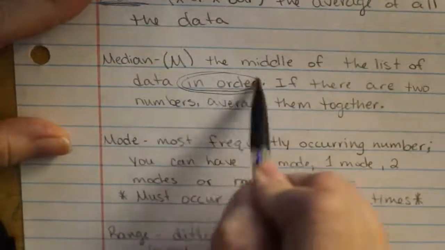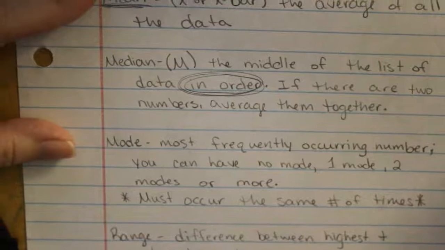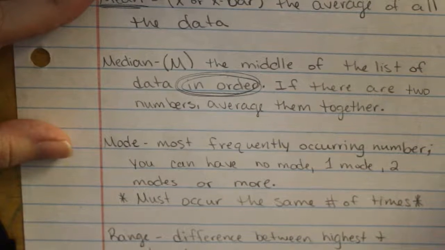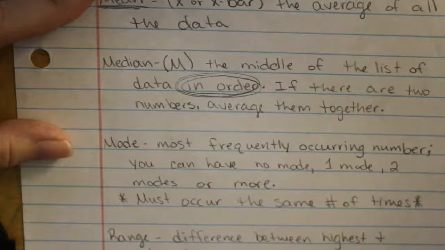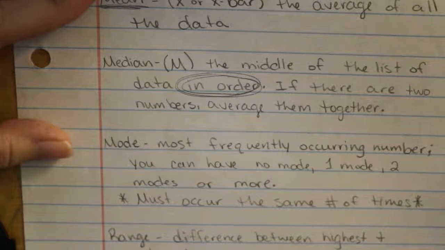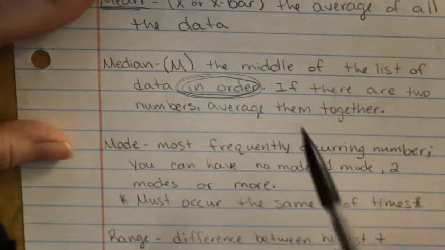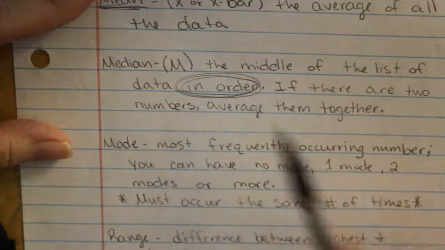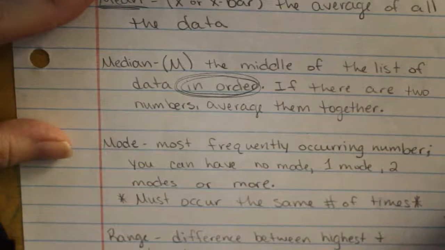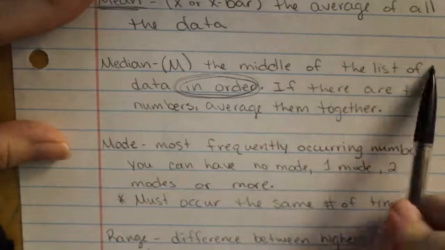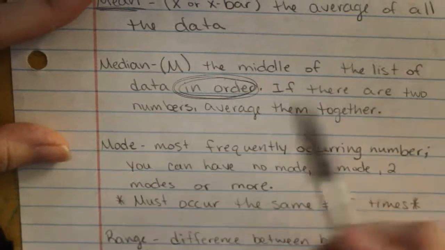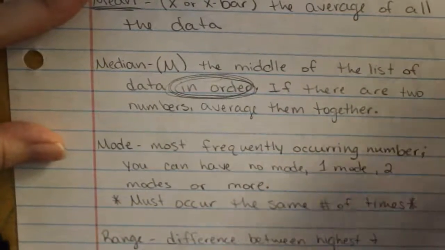You need to know in order. We have to order everything before we can find the median. It helps with finding the mode, and it definitely helps with finding the range as well. So I'm going to show you how to get in the habit of just going ahead and listing it in order from the beginning. If there are two numbers in the middle, so there's an even amount of data and it can't split directly down the middle, you're going to average them together. So add them together and divide by 2. But don't forget, we have to put them in order.